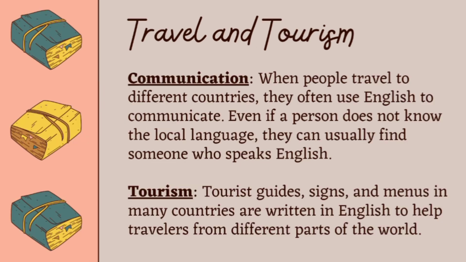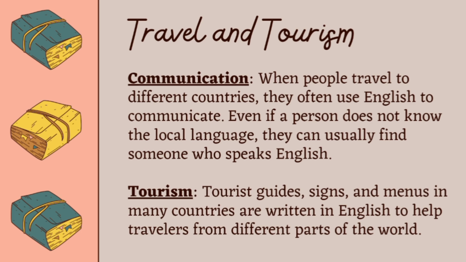Talking about travel and tourism, when people travel to different countries, they often use English to communicate with each other. Even if a person does not know the local language, they can usually find someone who speaks English. Like if we go to France, the main language spoken there is French, and the second language spoken there is English. So people who go to France find people who can communicate in English.